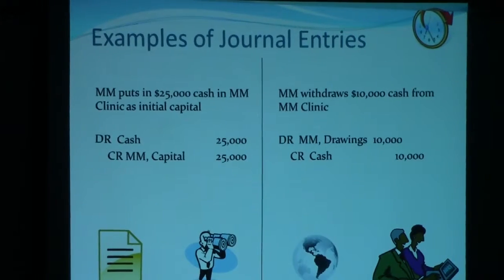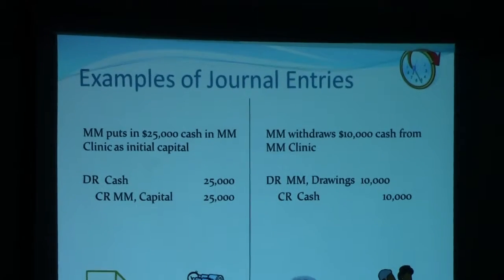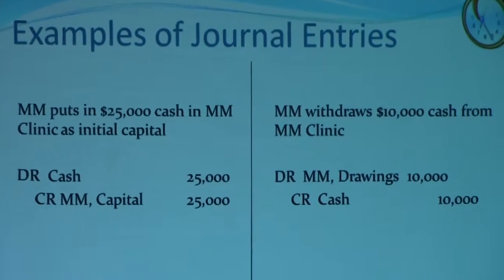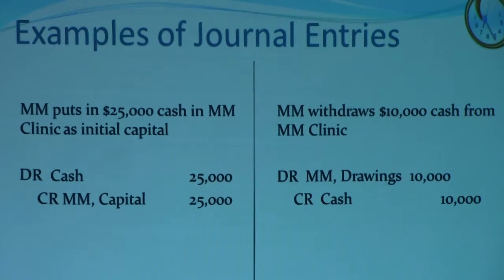So the next slide also gives you certain examples of journal entries. Here you can see that the owner has put in $25,000 cash: debit cash $25,000, credit capital $25,000. The owner has withdrawn $10,000 cash: debit drawings account $10,000, credit cash account $10,000. So these were some of the journal entries which you should refer to as you do your exercises, your assignments, and as you study for your tests and quizzes.